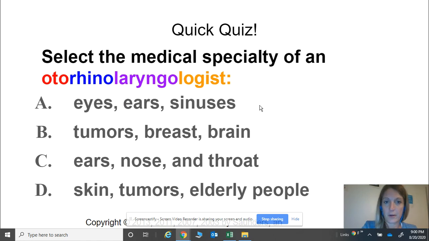So here's a big word for you. You have 4 combining forms and you have your medical specialty. So what could oto, rhino, and laryngo mean? I always remember rhino means nose because I think of rhinos and they have a big horn on their nose. So oto, nose, and laryngo is your larynx, your voice box, your throat. So your ear, nose, and throat specialist.